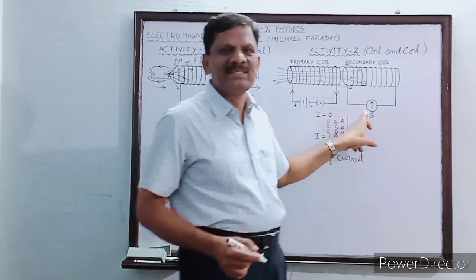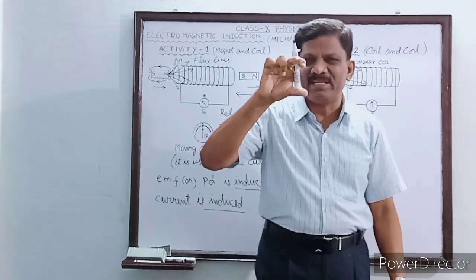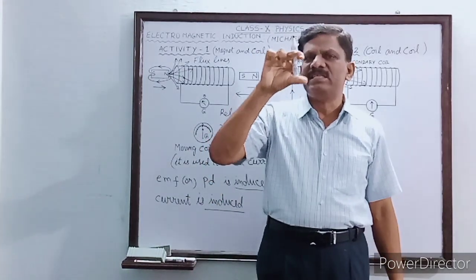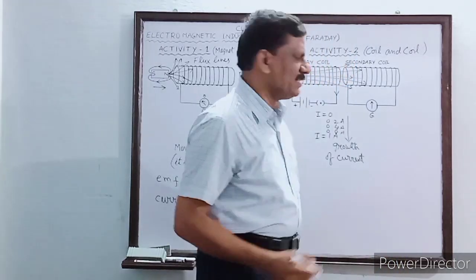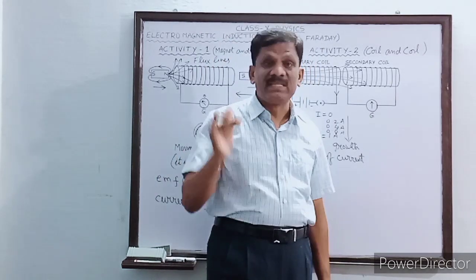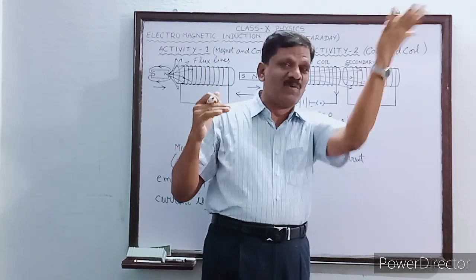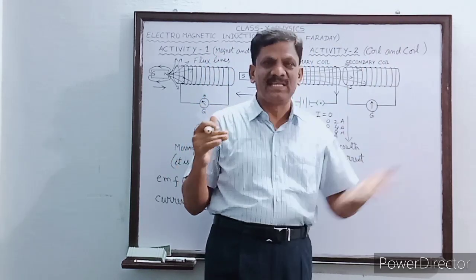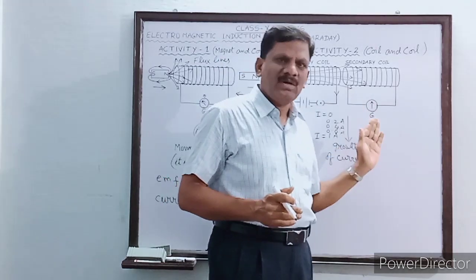Understand? The galvanometer in the secondary coil will be deflected only during the change in the current, or change in the magnetic field, occurring in the primary coil. Once the current has reached its maximum value, even when the key is closed, and there is no more change in the current, the galvanometer will come back to 0. So this will happen.